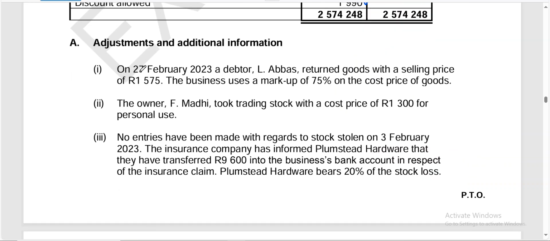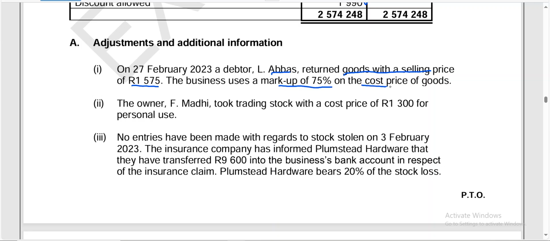The first adjustment says that on 27 February 2023, a debtor Elabas returned goods with a selling price of 1,575. Remember, if a debtor returns goods, you've got debtors allowance. The business uses a markup of 75% on the cost price of goods. Remember guys, I always tell you that in this case we have to know that 4 accounts are affected. Our trading stock is affected, cost of sales is affected, debtors allowance is affected, as well as debtors control. So very important for you to make sure that when you deal with this transaction, you also remember to record on such transactions.